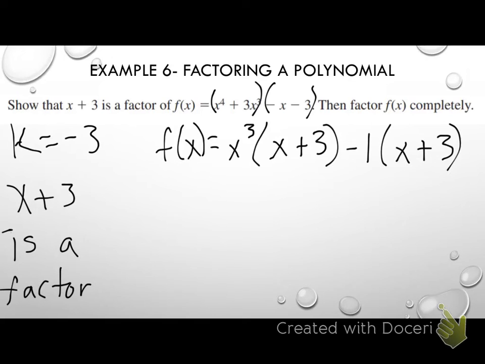Positive 3. Do we want something to match when we're factoring by grouping? Yep. Do I have something matching? Yep. So what's one of my factors? X plus 3. I already knew that based on what I did at the beginning, right? I found out that x plus 3 was a factor. But now I'm just finding out what the other factor is.